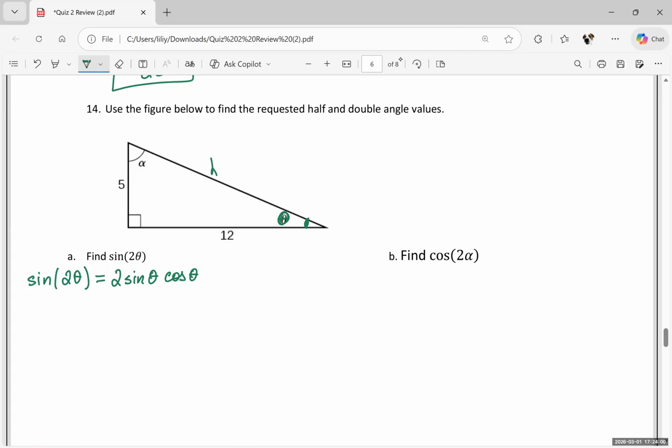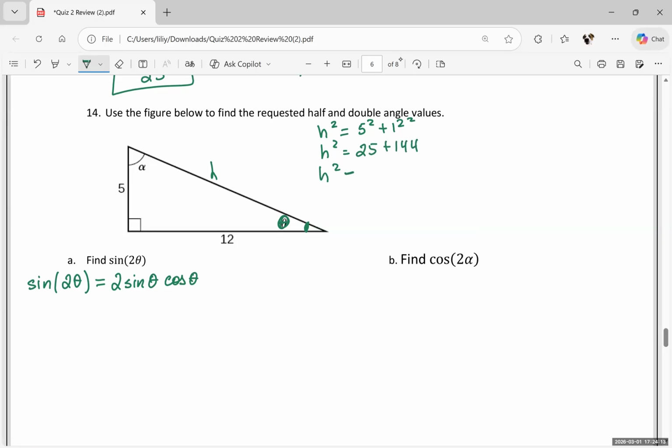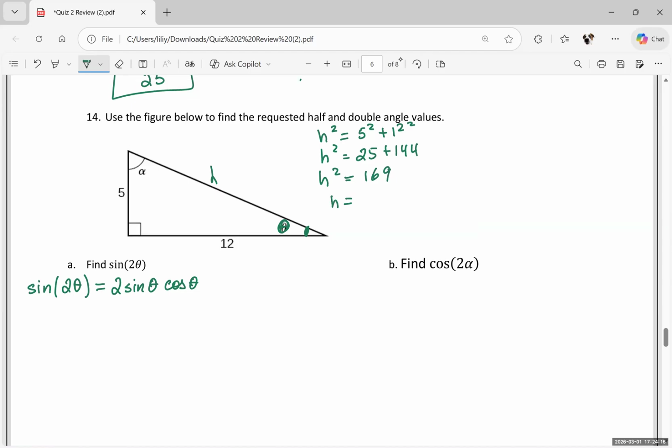We don't know the hypotenuse, so that's the first thing we need to find. H squared equals 5 squared plus 12 squared. H squared equals 25 plus 144. H squared is 169, which means H equals the square root of 169 or 13. So that means that sine of theta is opposite, which is 5 over 13. And cosine of theta equals adjacent, which is 12 over the hypotenuse, which is 13.